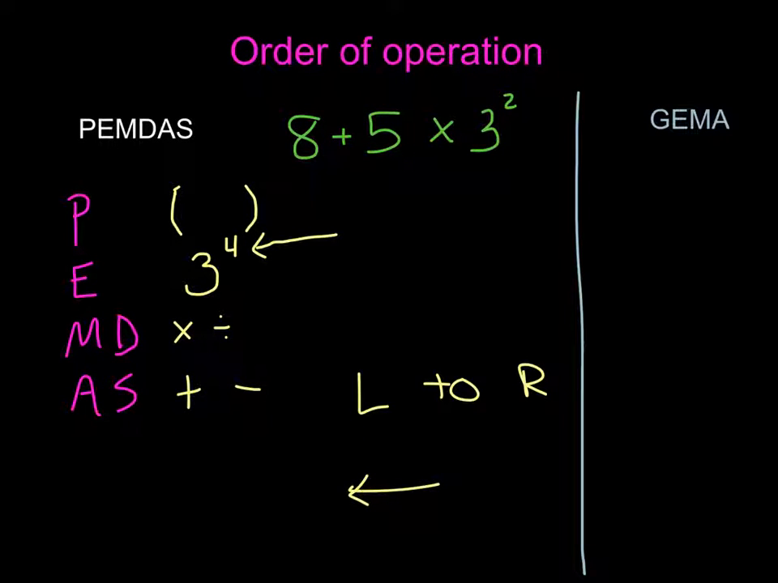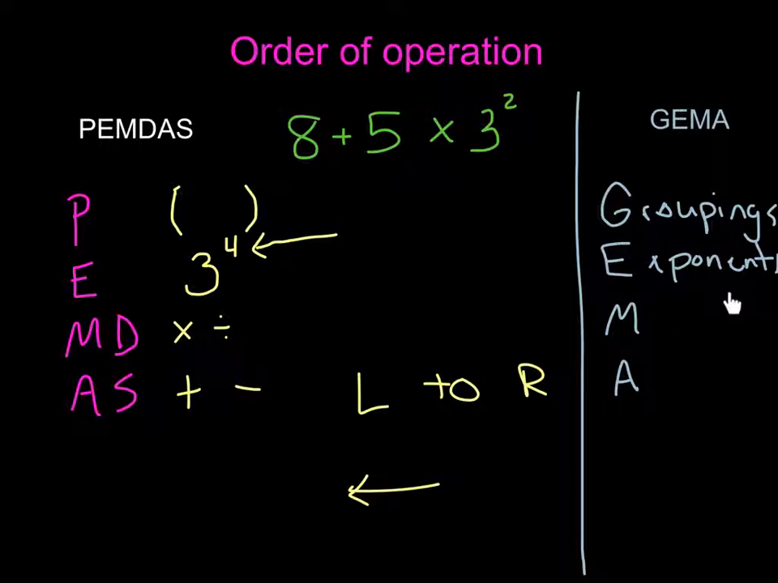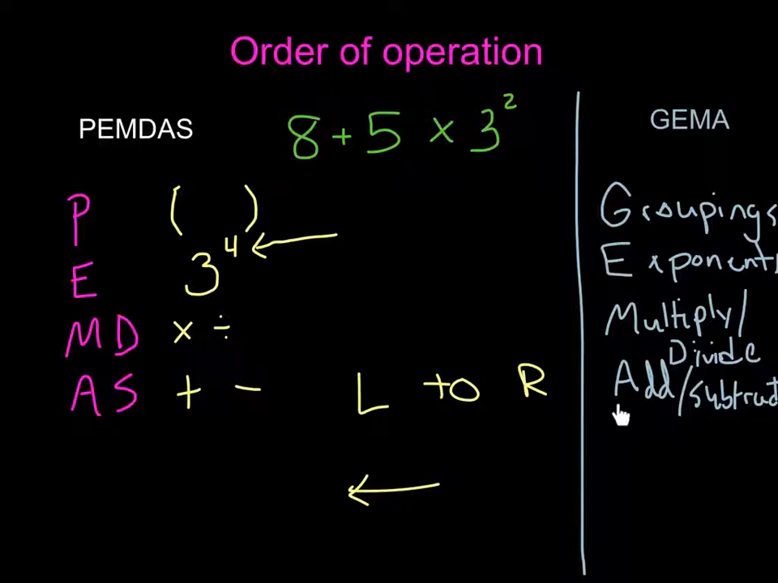And just a little side note for you, I learned order of operation using the acronym GEMMA, and I remembered it by saying goats eat mushy apples. So the G stands for groupings. Groupings are just like parentheses. The E stands for exponents. The M stands for multiply and divide, and again, whichever comes first, left to right. And the A stands for add and subtract, again, whatever comes left to right. So you might hear me refer to GEMMA. It's the same as PEMDAS.